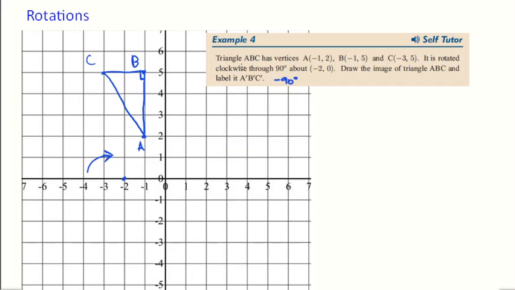If they didn't say anything about clockwise, negative 90 degrees would also mean it's going in this direction, and in this case clockwise. So draw the image of the triangle ABC, and label it A prime, B prime, and C prime. So what we're going to do here is quite similar to what we've done before in the previous example.